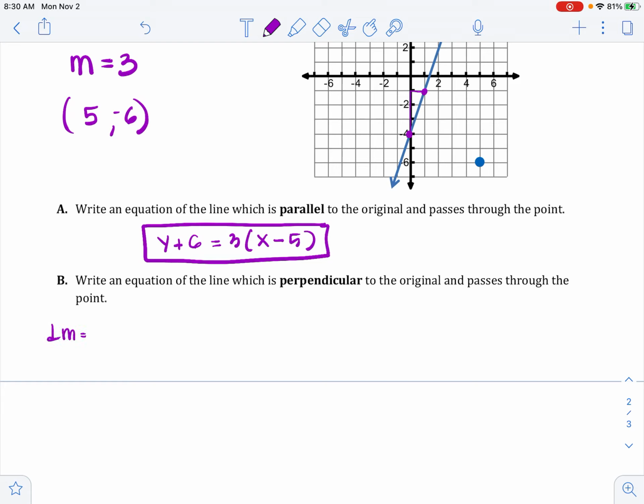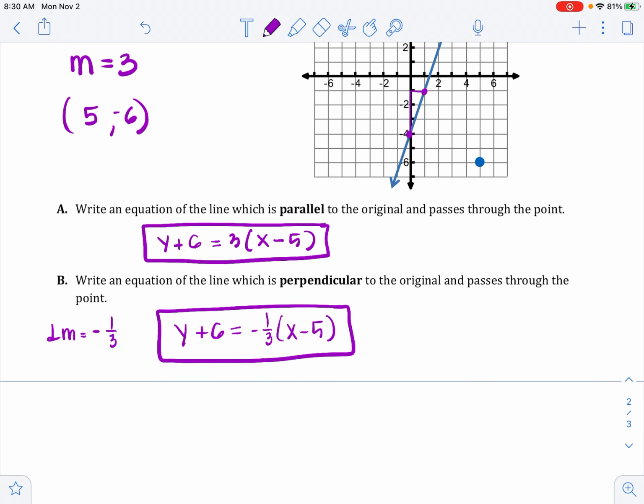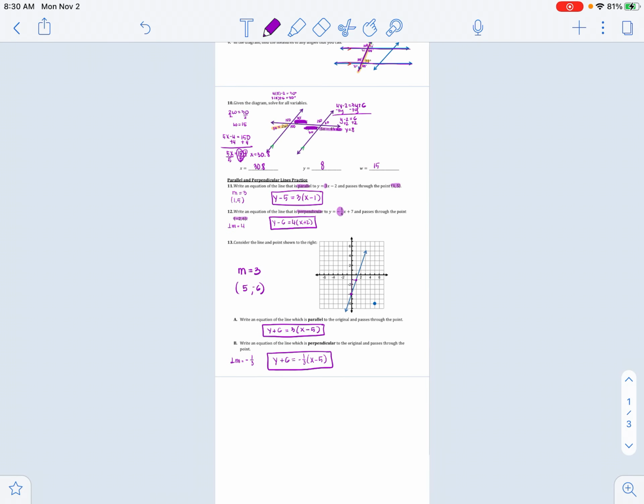And there's my line that's parallel to that. B, write an equation of a line which is perpendicular to the original. So if it's going to be perpendicular, the slope is going to be the opposite reciprocal. So the opposite of a positive number is a negative number. The reciprocal of 3 is 1/3. So I have y minus a -6, so y plus 6 equals -1/3, parentheses x minus x1, which is 5. And there's your answer to that one.